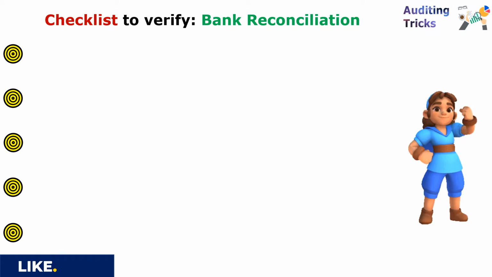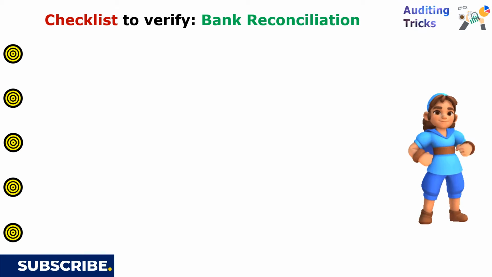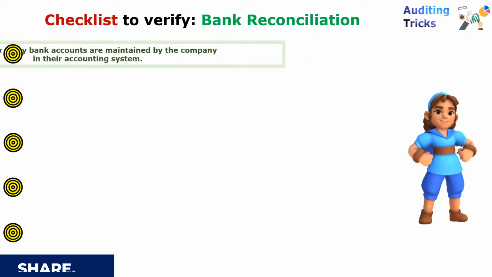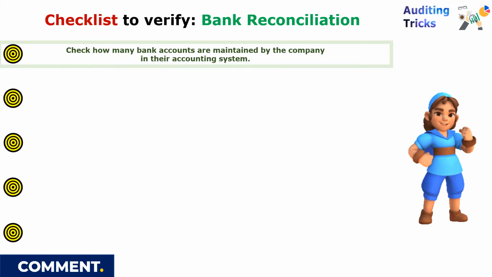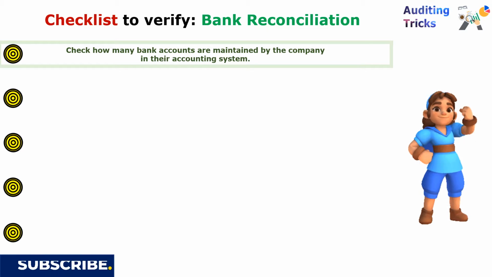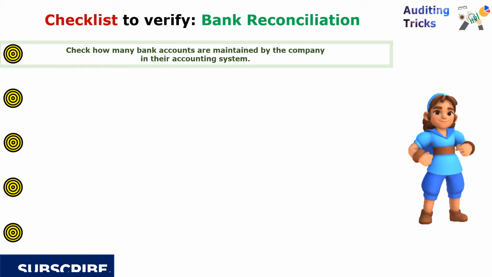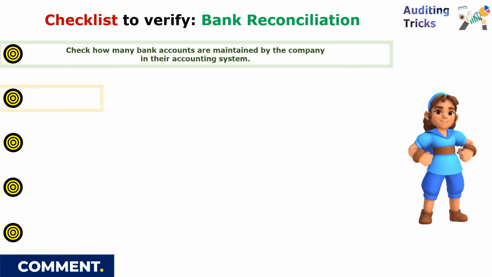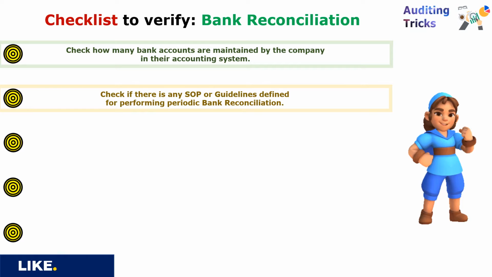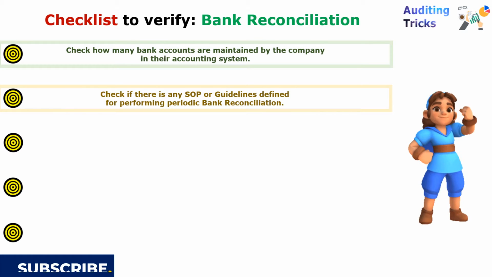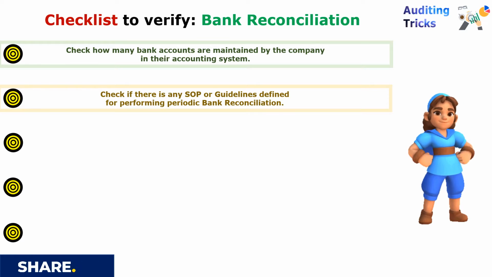Now let's see what all checks we can do while verifying the bank reconciliation prepared by a company as an auditor. The first check is that you can check how many bank accounts are maintained by the company, whether there are 2 banks, 4 banks, or how many banks a company is maintaining in their accounting system. After that, you can check if there is any SOP or guidelines or a policy which is prepared by the company for performing the bank reconciliation.